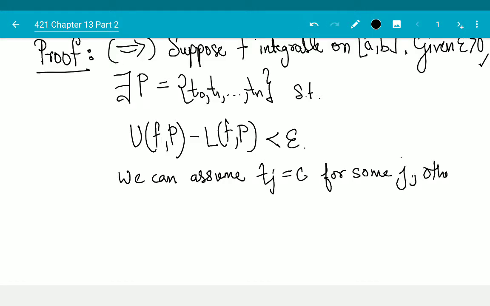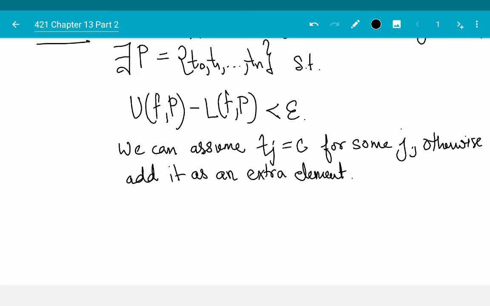Otherwise, add it as an extra element. I can just add another number in there, C, wherever it actually fits, and that's a new partition which again satisfies this property. If I'm already satisfying this property, we have seen that a further smaller partition would satisfy this property. Okay, great.